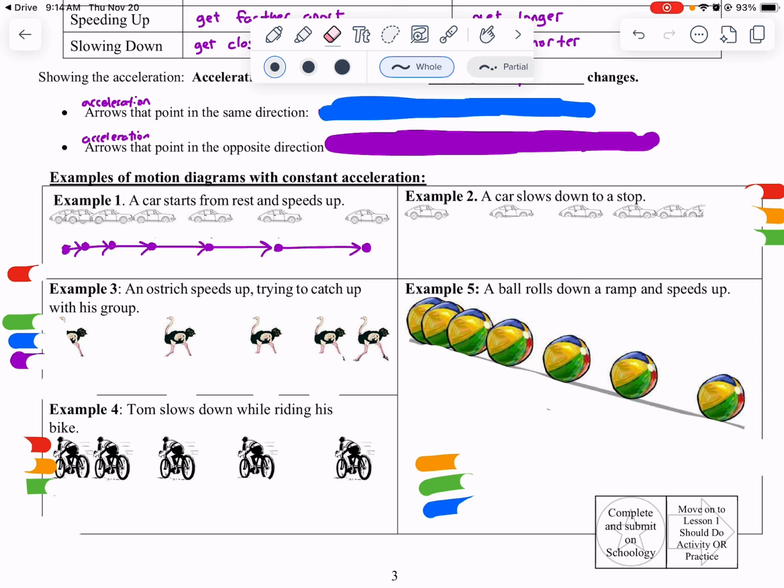Now when I draw my arrows, there they are, okay? They start out short on the left and they get longer on the right. Now when I draw my acceleration arrow, I'm really showing how much longer that arrow is getting each time. So I'm just going to add a little tiny arrow over the dot to show how much longer it's getting. So it looks like this, okay?